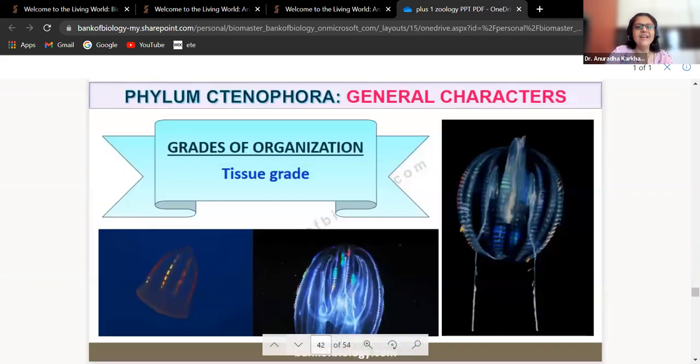Let us see. In general characteristics, grades of organization is tissue grade, meaning they are going to form only tissues. They don't have any organs or organ systems. This one also you can see, right? This red and golden color shining at night. These are night pictures. If you see the backgrounds, they are dark because these pictures are taken especially during the night. During the daytime, because they are almost translucent or transparent, you cannot figure them out. At night, yes, you can see them.